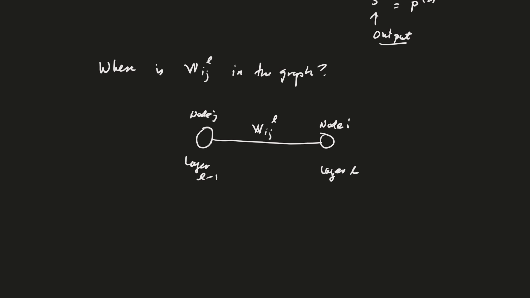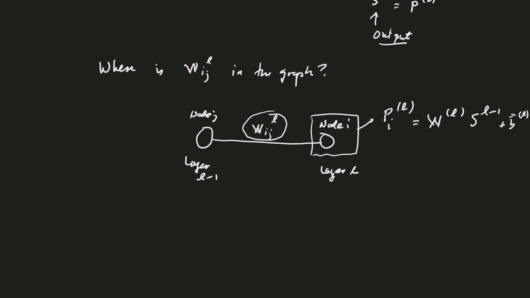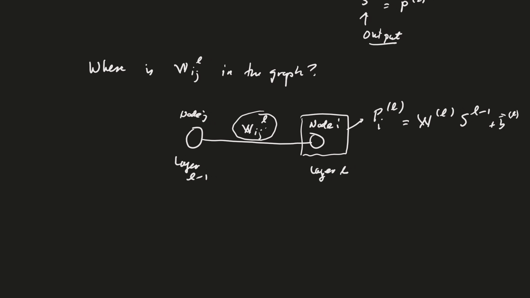Now, where in the computations that we're performing in node i does this particular weight come into play? Well, remember the computations that we're making on node i. First we take the pre-state. So the pre-state of node i in layer l is going to be W^l times S^(l-1) in vector form, plus b^l. But I wanted to identify Wijl, right? So how would I do that?